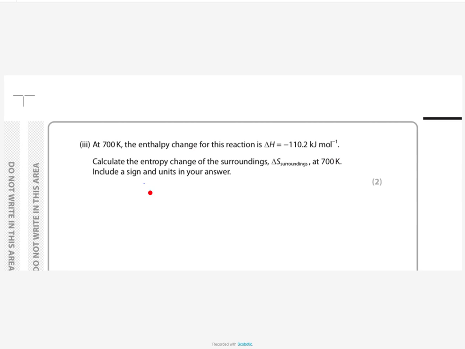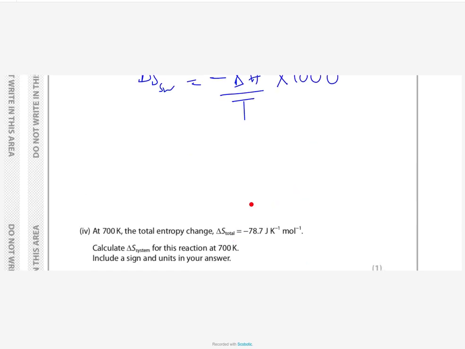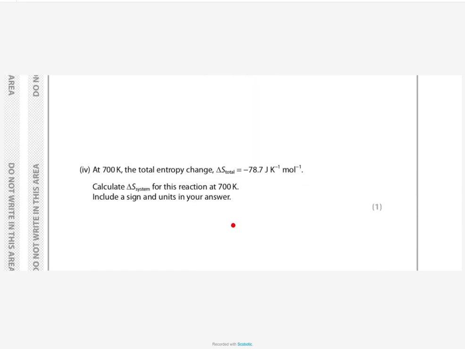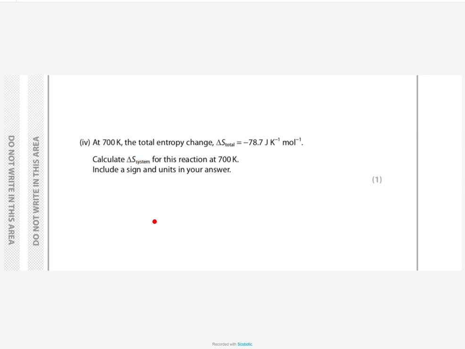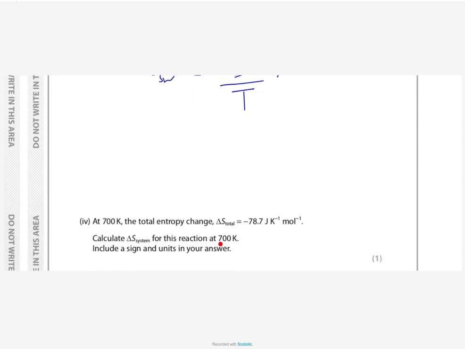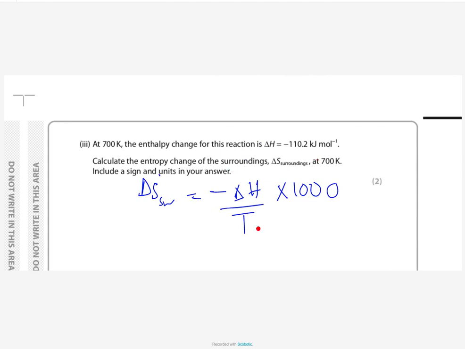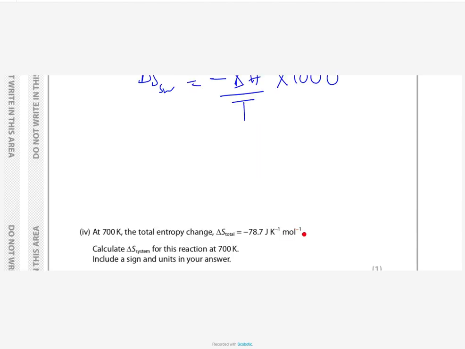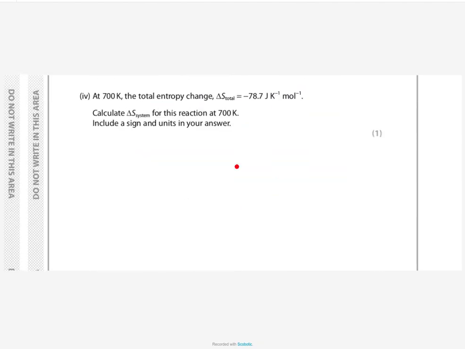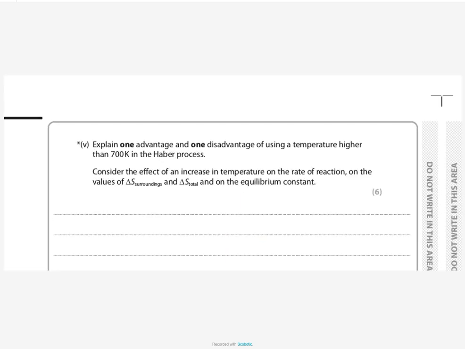Surrounding entropy can be found: minus delta H over T. But don't forget to multiply delta H by 1000. That can be done. And add the two values to get the total entropy. I'm not going to do all this. Sorry, this total entropy is given. You can find the system entropy at 700 Kelvin. The surrounding entropy you already found. So use the equation: total equals system plus surrounding. Total is given and the surrounding we just found, and you can find the system at that particular temperature. Got it? So that can be done, right?